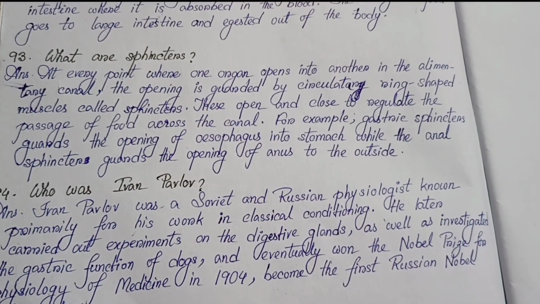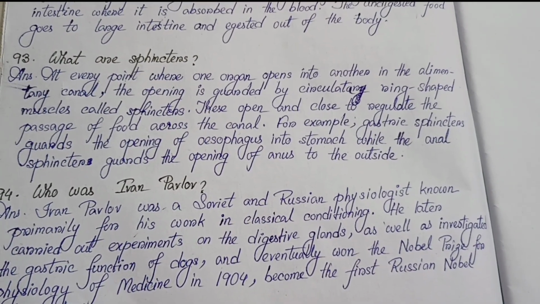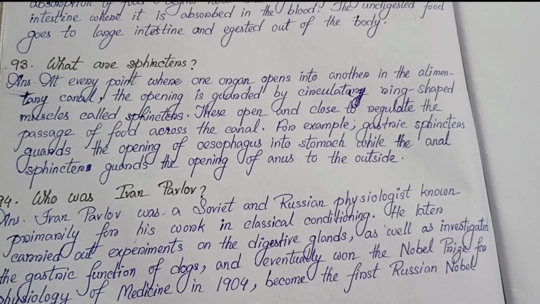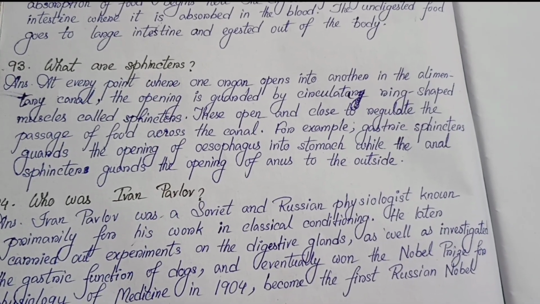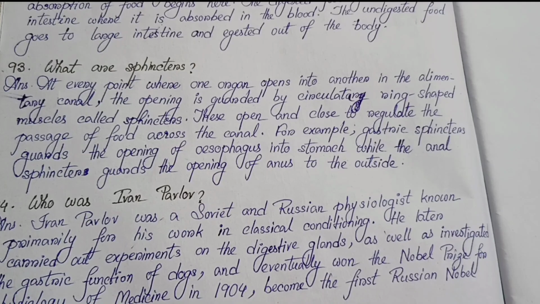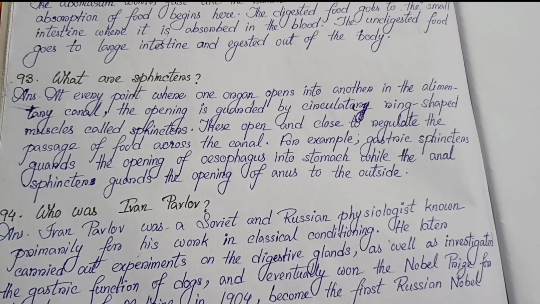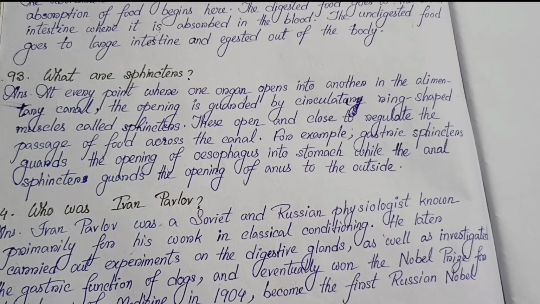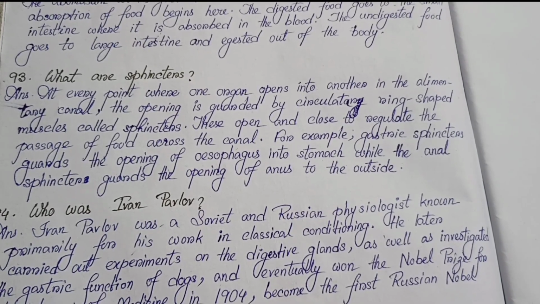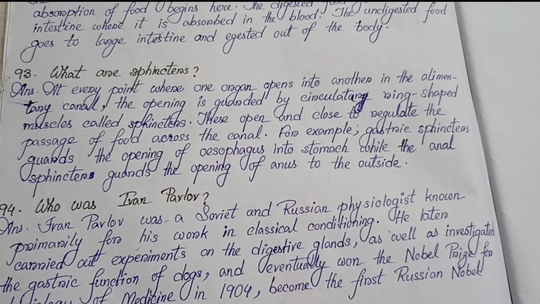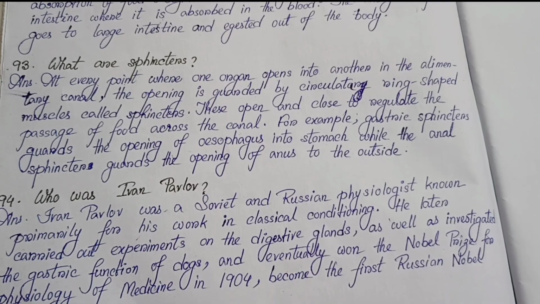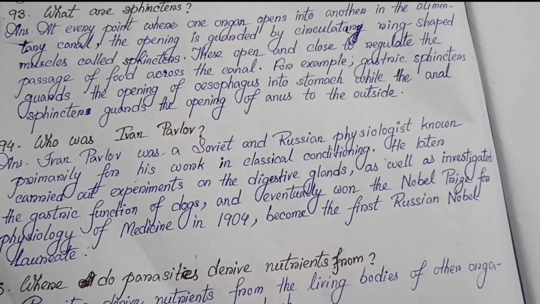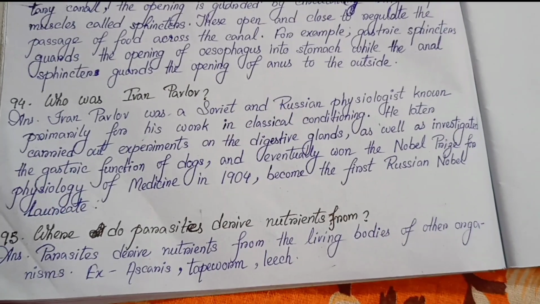93. What are sphincters? At every point where one organ opens into another in the alimentary canal, the opening is guarded by circular ring-shaped muscles called sphincters. These open and close to regulate the passage of food across the canal. For example, the gastric sphincter guards the opening of esophagus into stomach, while the anal sphincter guards the opening of anus to the outside.